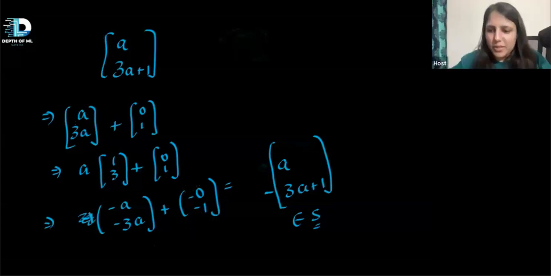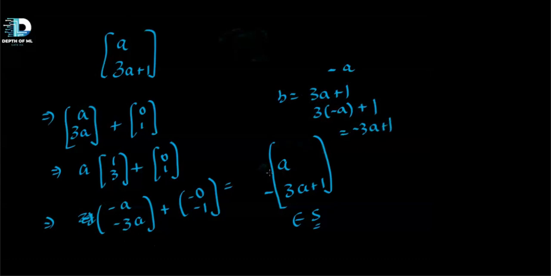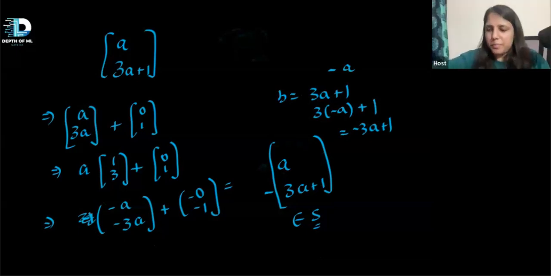Fine. So basically, this will happen, right? So here is -a. So what should happen is B should be 3a plus 1, but a is now -a. So I have 3 into -a plus 1. So I should have -3a plus 1. That's what, right? Yes, ma'am. Oh, okay. Then you were right.